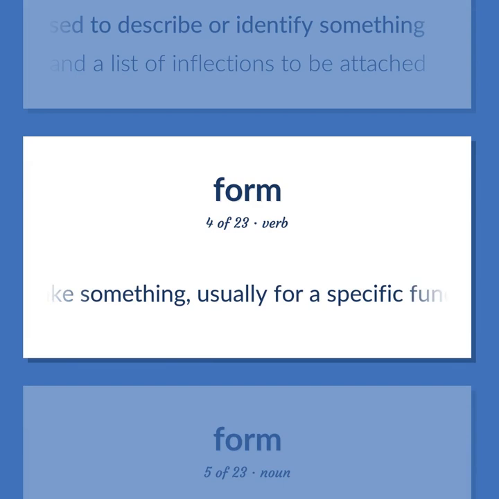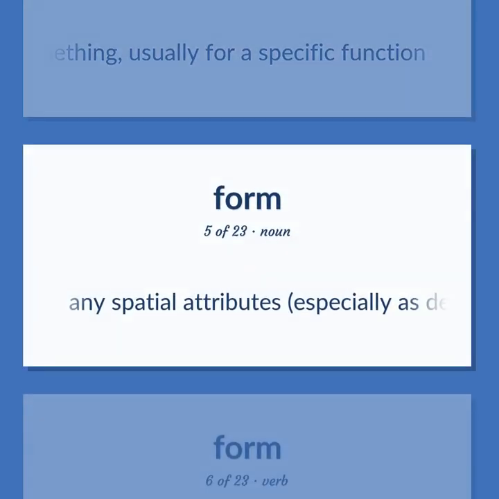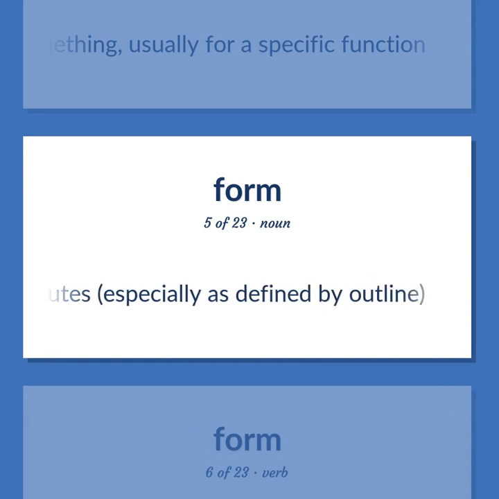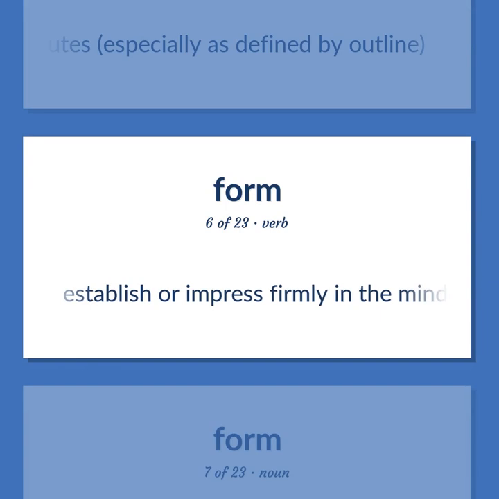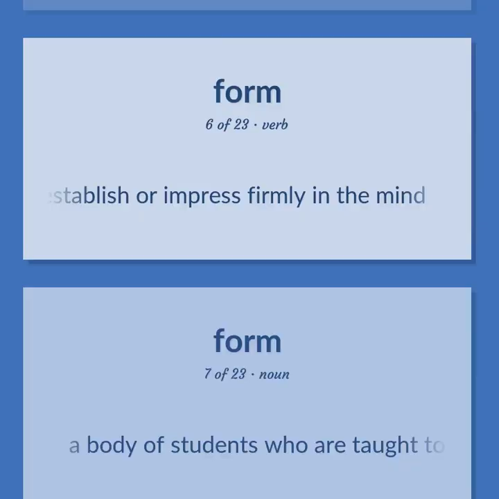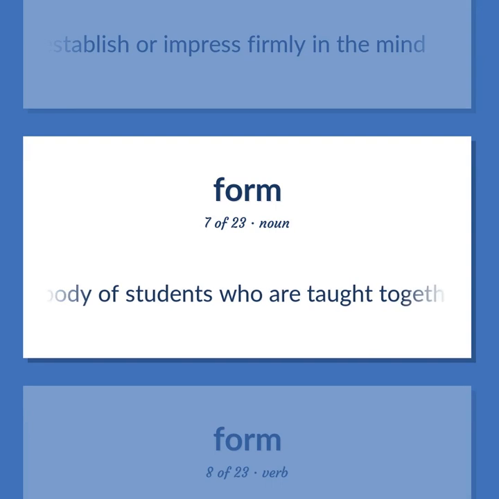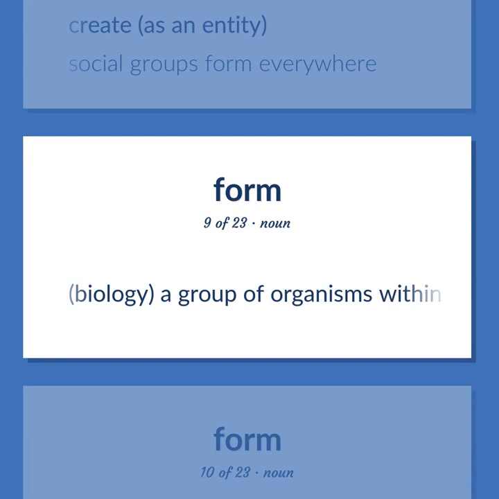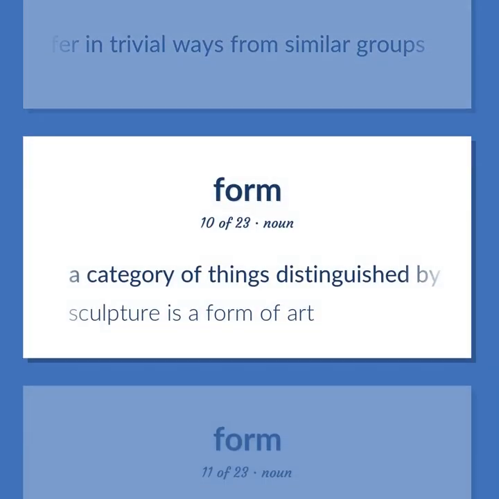Make something, usually for a specific function. Any spatial attributes, especially as defined by outline. Establish or impress firmly in the mind. A body of students who are taught together. Create, as an entity. Social groups form everywhere. Biology, a group of organisms within a species that differ in trivial ways from similar groups. A category of things distinguished by some common characteristic or quality.